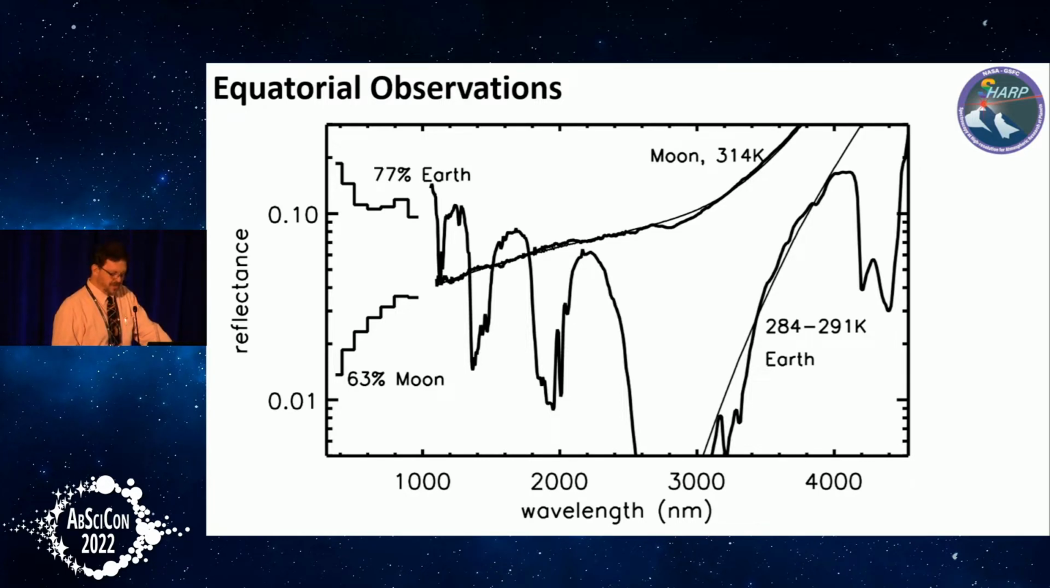You can also see we fit the long wavelength end to get an effective color temperature for both the Earth and the Moon. That was actually a reasonable approximation for the emergent spectrum of each planet.